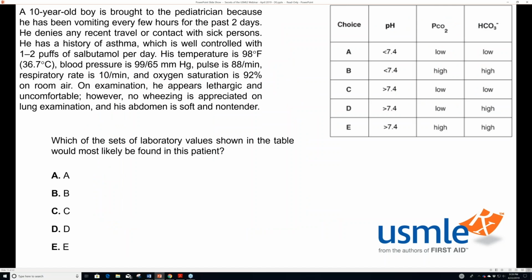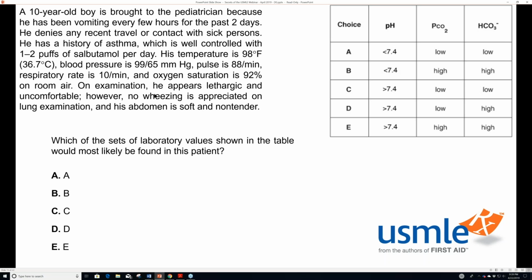All right, moving on to our next question. Here we have a 10-year-old boy who is brought to the pediatrician because he's been vomiting every few hours for the past 2 days. He denies any recent travel or contact with sick persons. He has a history of asthma, which is well controlled with 2 puffs of salbutamol per day. His temperature is 98 degrees Fahrenheit or 36.7 degrees Celsius. His blood pressure is 99/65. His pulse is 88, respiratory rate is 10, and oxygen saturation is 92% on room air.